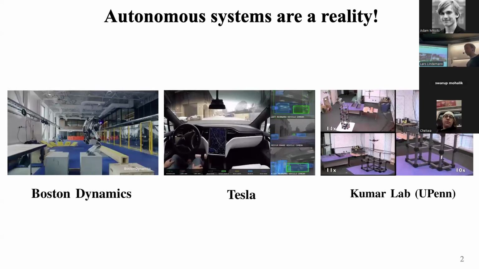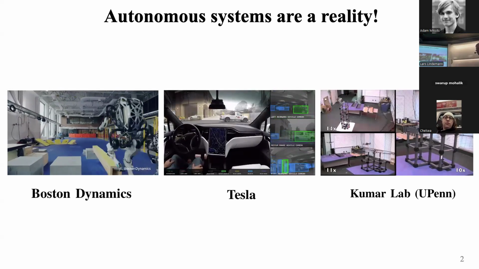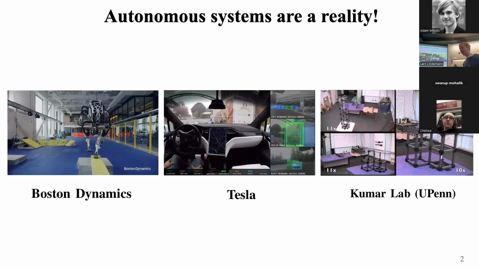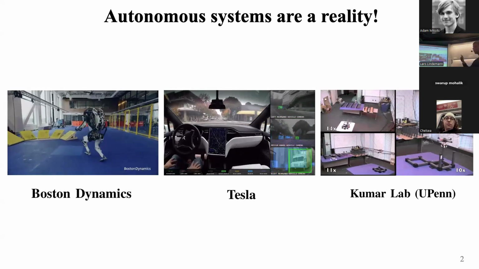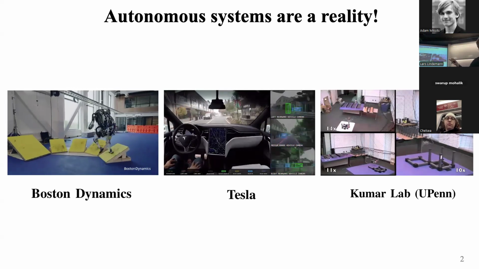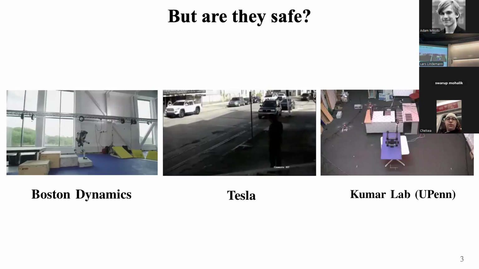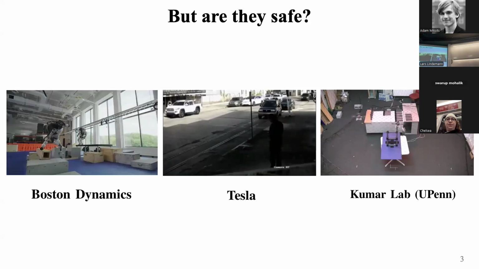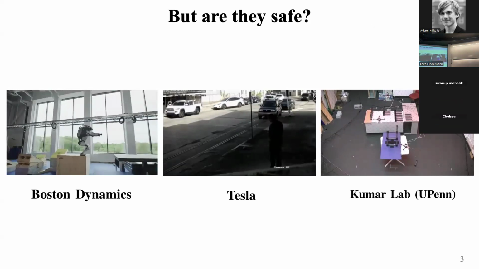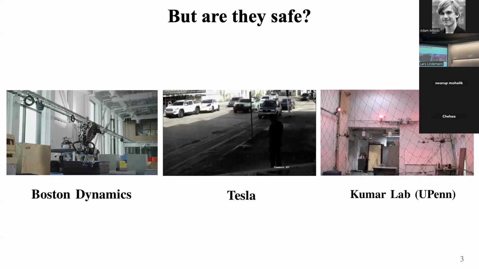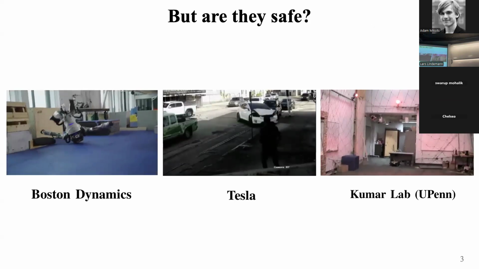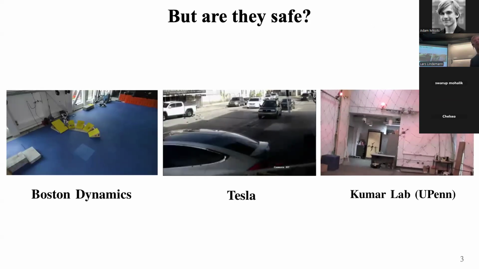But the question that I would like to ask you, and that students in my lab and I all ask ourselves, is, do we really have all the theories and tools in hand to build these autonomous systems that are also safe? And I would argue that the answer to this question is no, simply because at the same time, we've seen a lot of videos of failed demonstrations, right? Boston Dynamics robots crashing, Tesla cars colliding, or drone fleets collapsing, basically.